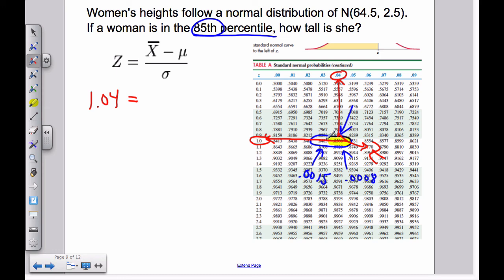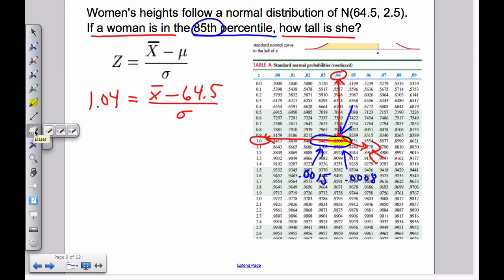Alright, so let's go back and fill in. X bar, that's what they're asking me. If a woman is in the 85th percentile, how tall is she? So I've got to find X bar. I don't know it, so I leave that. Minus the mean of 64.5 divided by the standard deviation, which I can erase because I know that now. So let's just fill that in. The standard deviation is 2.5. These two numbers came from 64.5 and 2.5.